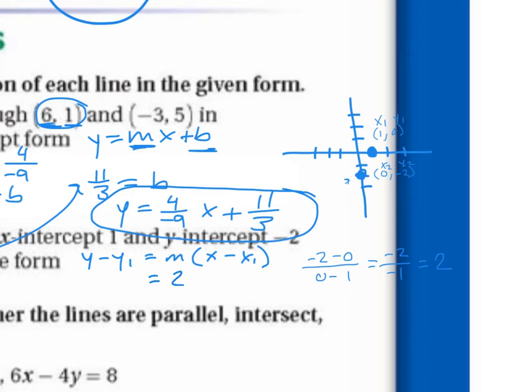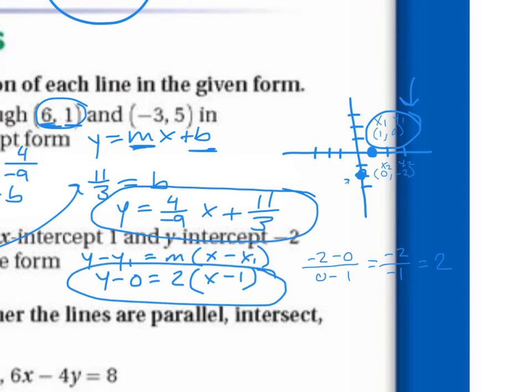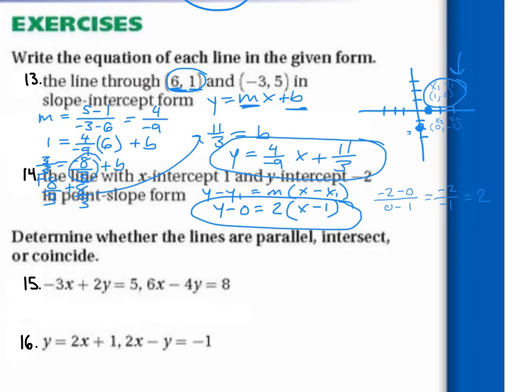What can we plug in for our y1 and x1? 0 for y1. Can we just plug in one of these points? Yeah. So we're going to have y minus 0 is equal to 2 times x minus 1. So we're just plugging in what we have here, and this is our answer. So that's our equation in point slope form.